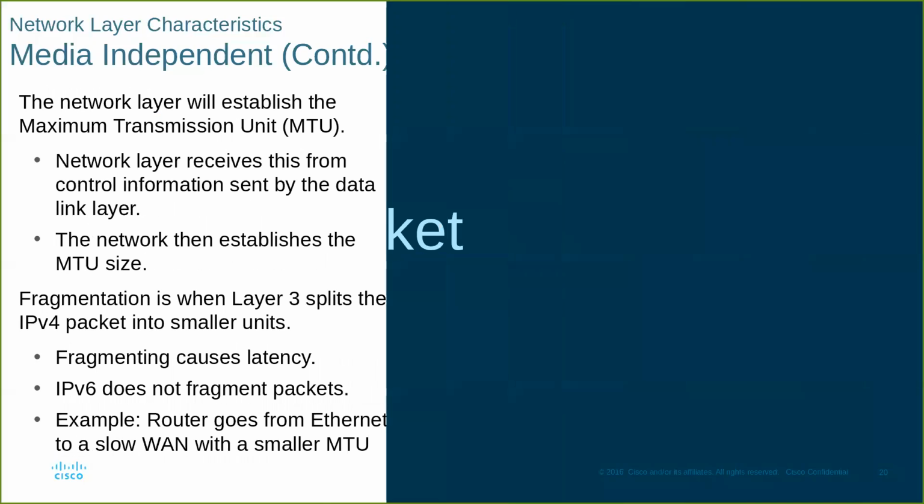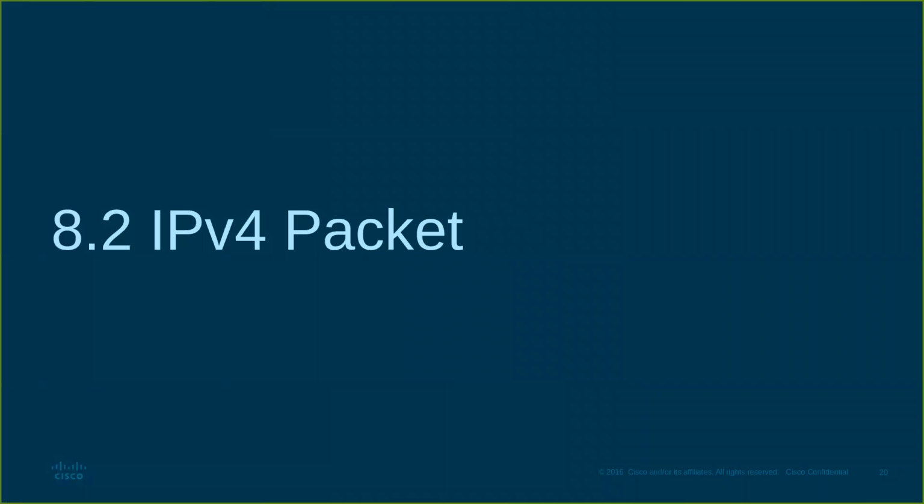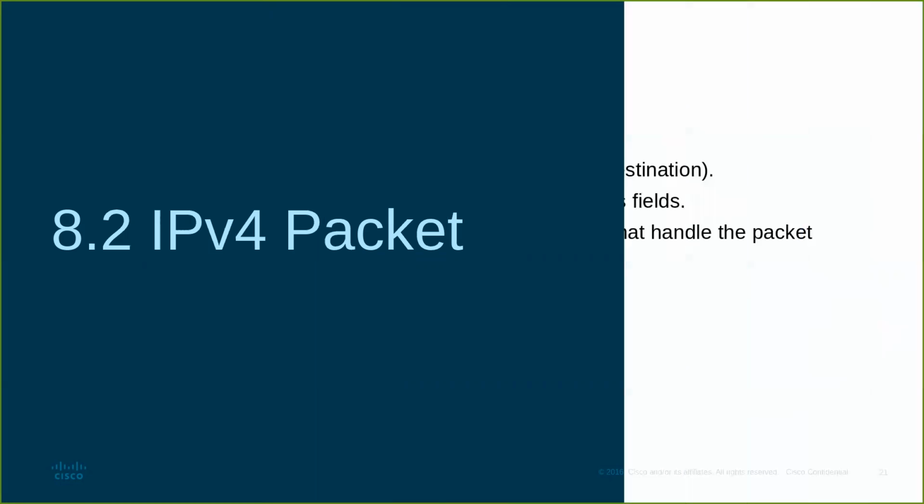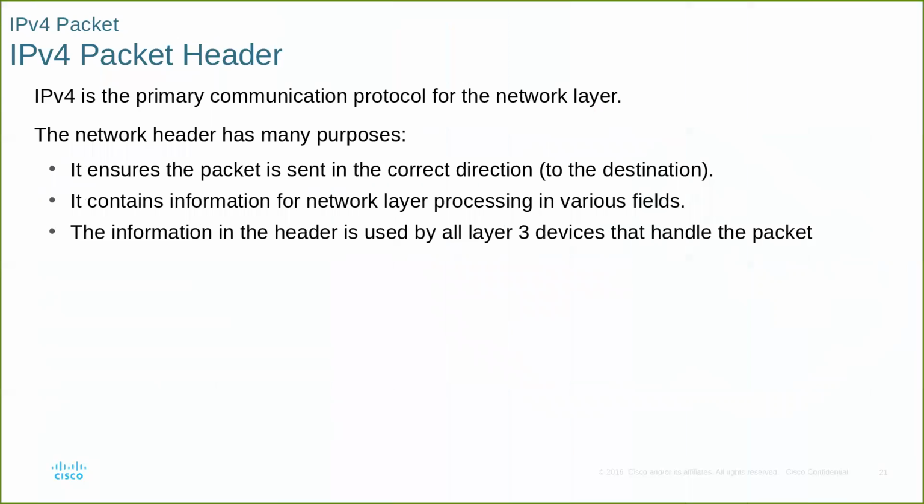You get to practicals. So IPv4 packets. Let's move to IPv4 packets. The IPv4 packet header. This is the primary communication protocol for the network layer. The network header has many purposes. It ensures that the packet is sent in the correct direction. It contains information for network layer processing. And the information in the header is used by all layer 3 devices that handle the packet.